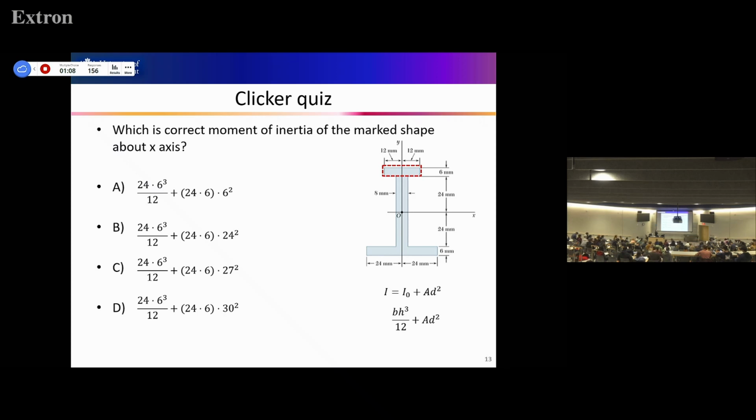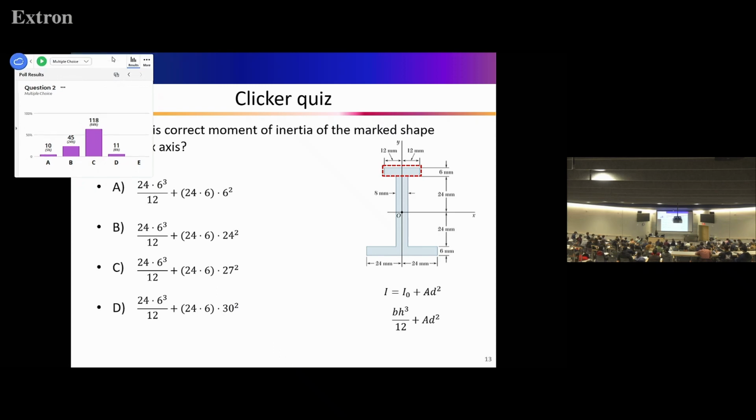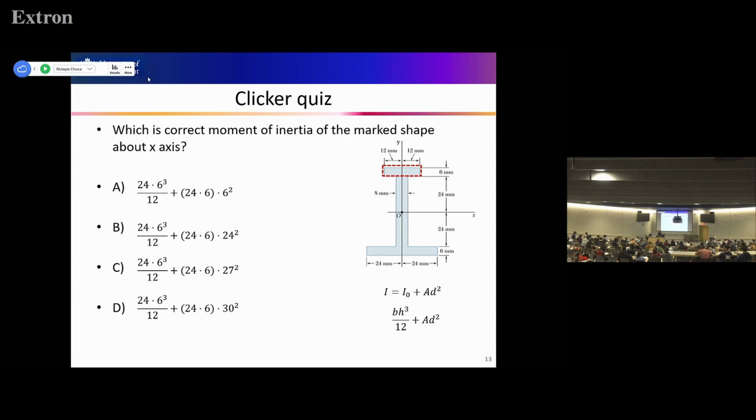Okay, I close after 10 seconds. So we have C, the most, and next B, and D and A. Okay, okay. So today I don't think I can use this. So can I use this mouse? Okay.